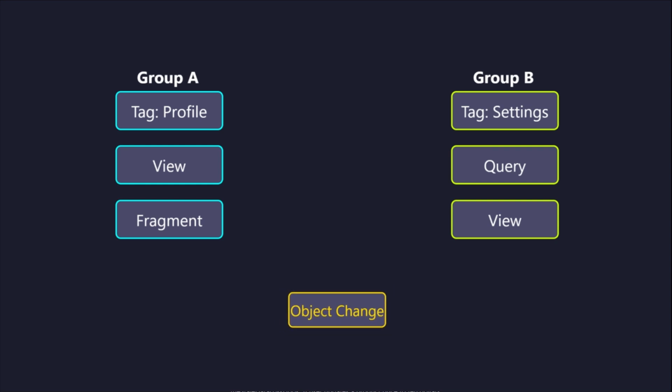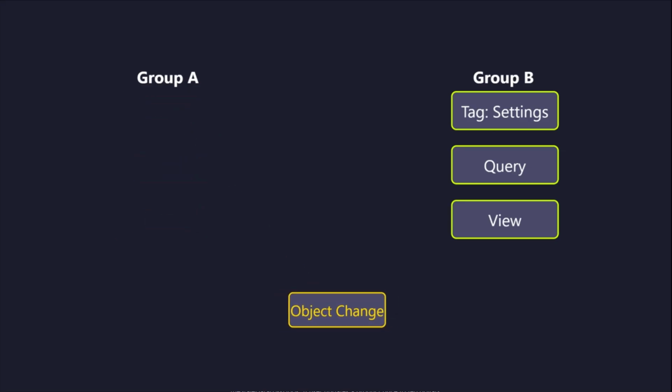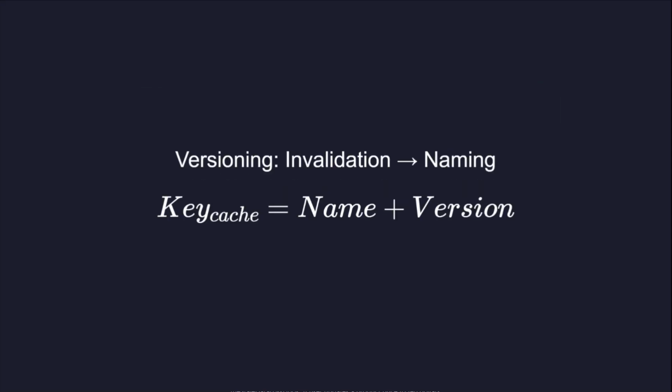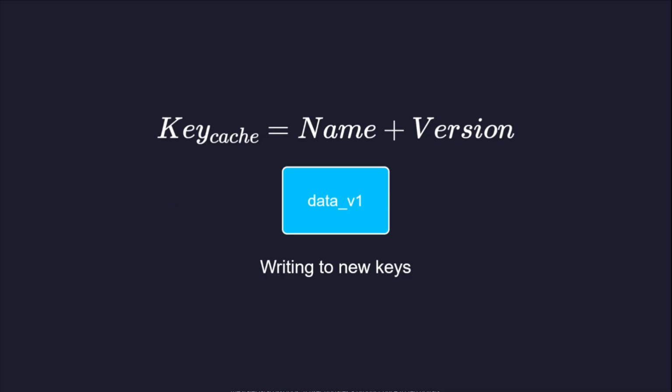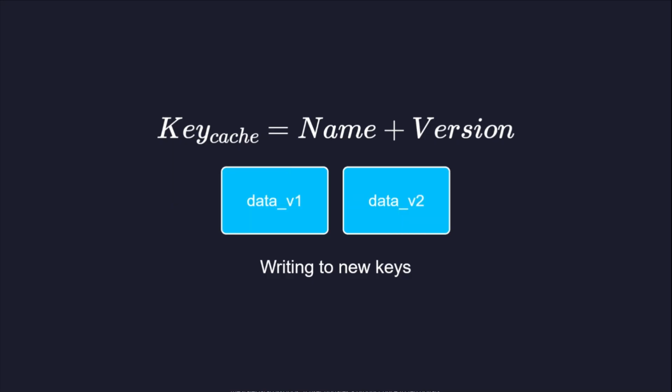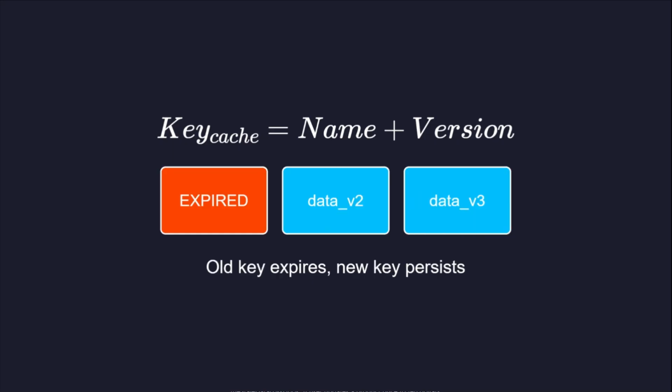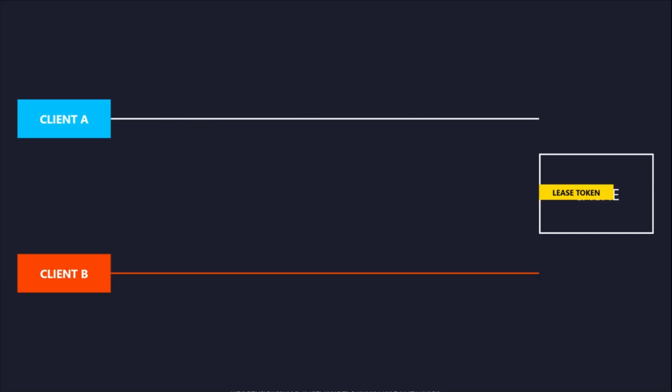Tagging allows you to group related cache entries. When an underlying object changes, you invalidate the entire tag. This clears all related views, fragments, and queries in a single operation. Versioning turns invalidation into a naming problem. By including a version number in the cache key, you never update data. You simply write to a new key, leaving the old one to expire.